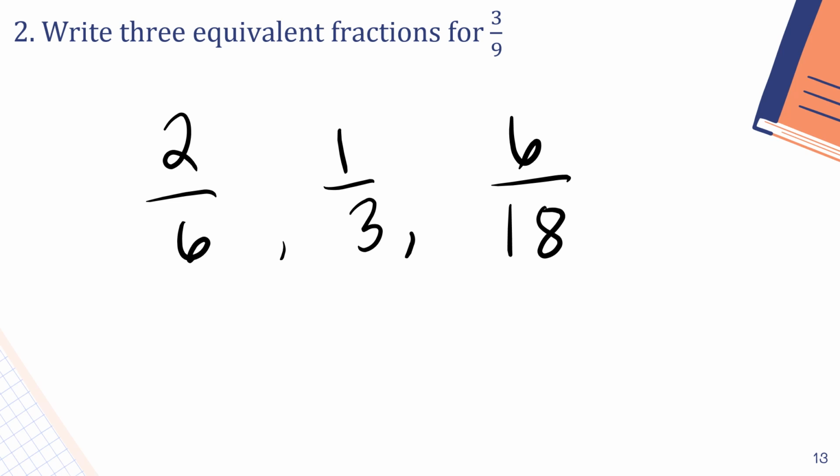2/6, 1/3, and 6/18. And there are many, many more equivalent fractions that you could find. You could multiply the top and bottom by -2. You could multiply the top and bottom by -5. So there are just an infinite number of equivalent fractions that you could come up with here.